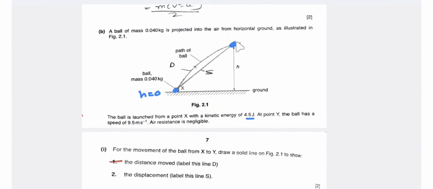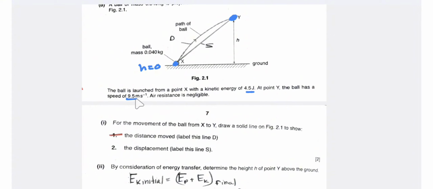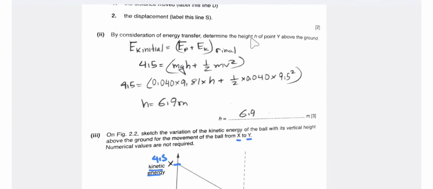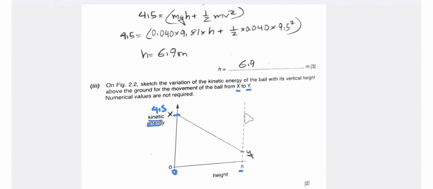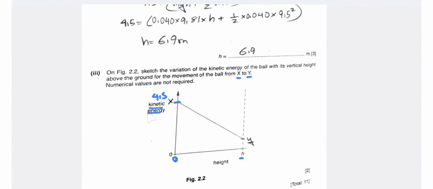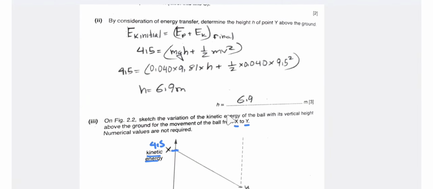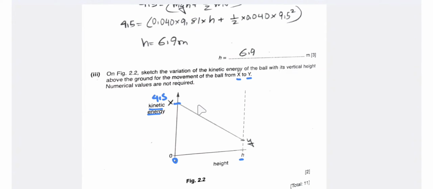Then at point y, it has a vertical height h and it obviously has some kinetic energy, since at point y we have been given the value of speed. So at point y it has kinetic energy and the height h, that is already mentioned. And what is the value of kinetic energy at point y? We don't need to give the exact value, because the question says sketch the variation of kinetic energy of the ball with its vertical height above the ground for the movement of the ball from x to y. Numerical values are not required, so we don't need to give any numerical value.